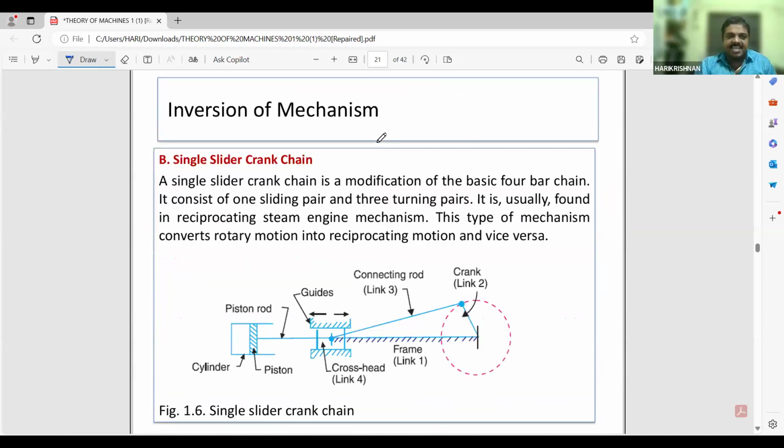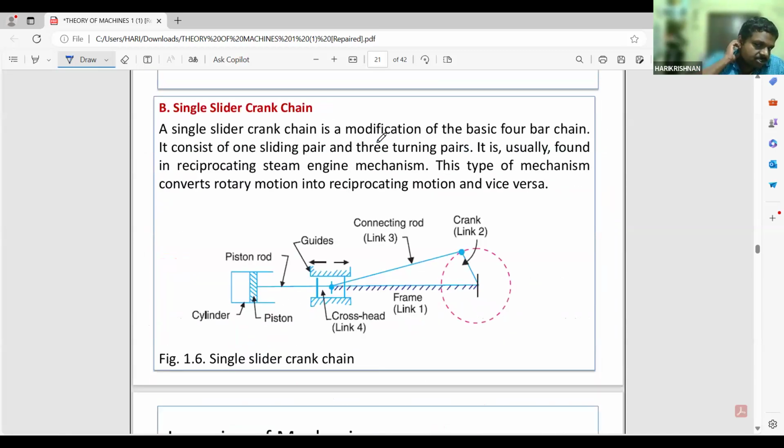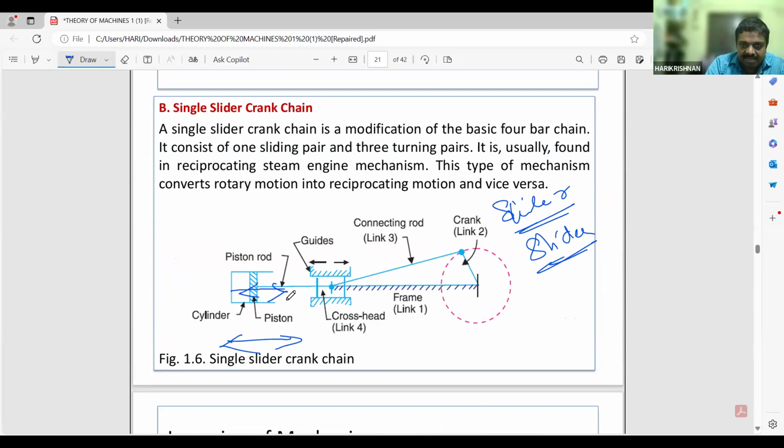Next is the single slider crank mechanism. Single slider means there will be a slider. Slider means you may see this piston cylinder mechanism, where the piston will be sliding inside the cylinder. A single slider crank chain is a modification of a basic 4-bar chain. It consists of one sliding pair and 3 turning pairs.